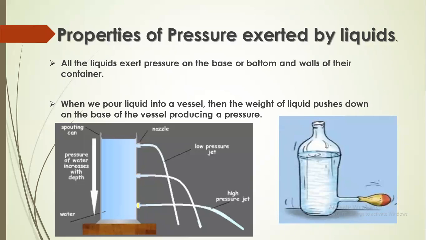Do you know why this happens? We have read in this point that all liquids exert pressure on the base or bottom and walls of their container. Means this first layer is exerting pressure downwards, the second layer also downwards, and so on. The last layer of the container has the most pressure. That's why if we make a hole here, the water will come out with a high pressure jet.